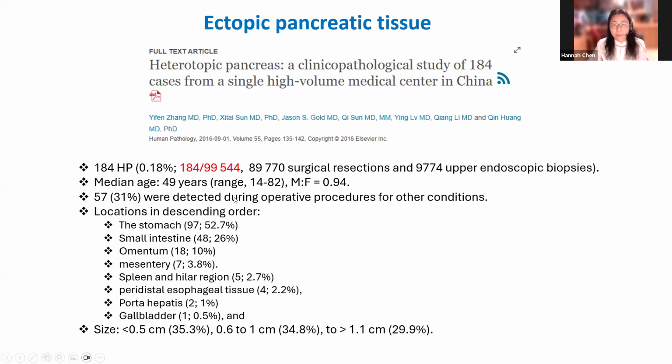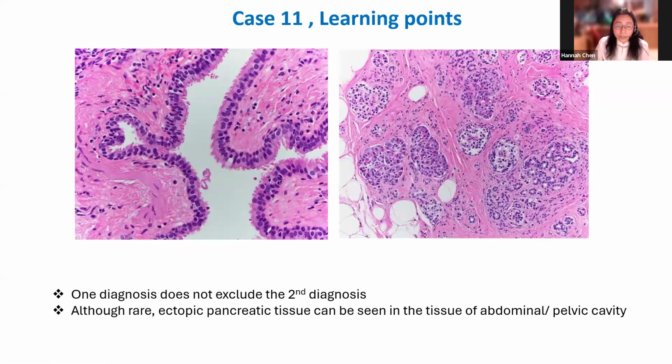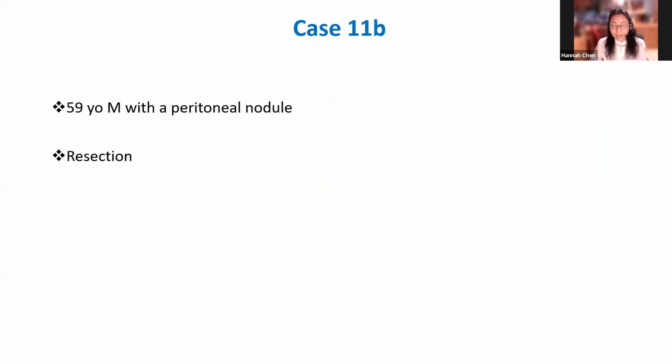And this lists some fun facts. The most common location is the stomach, a little over half of cases, followed by small intestine, omentum, mesentery, and other sites. Usually the lesions are small. So what we learned from this case is that one diagnosis does not exclude a second diagnosis, as we always taught in biopsy anatomy. Although rare, ectopic pancreatic tissue can be seen in the tissue of the abdominal or pelvic cavity.